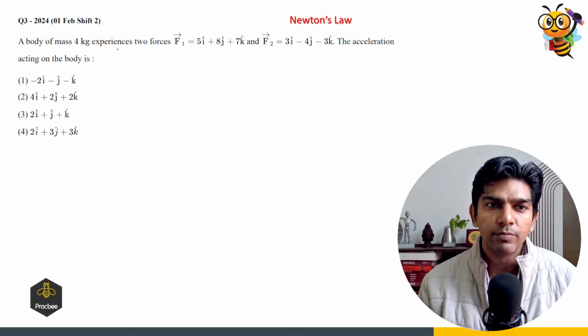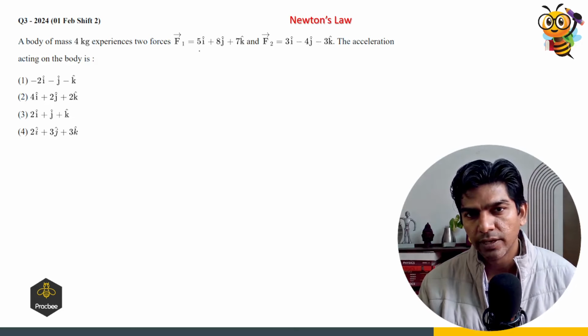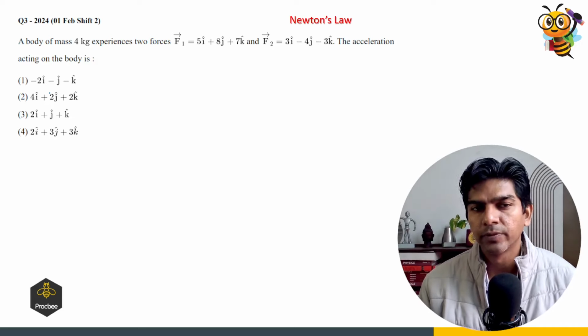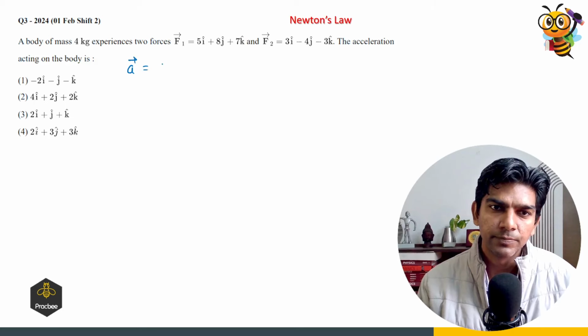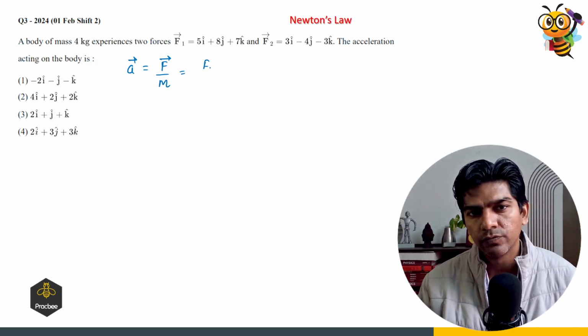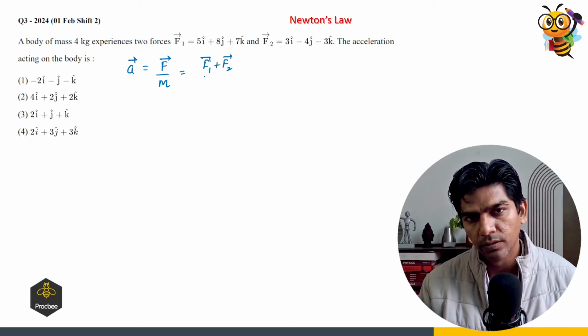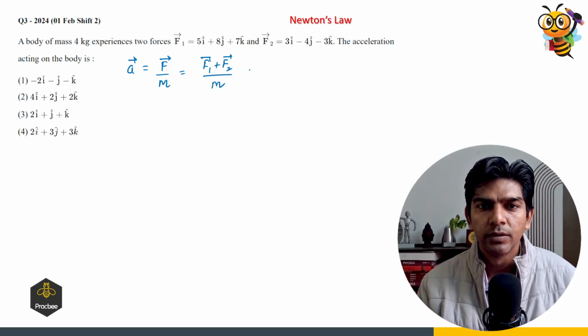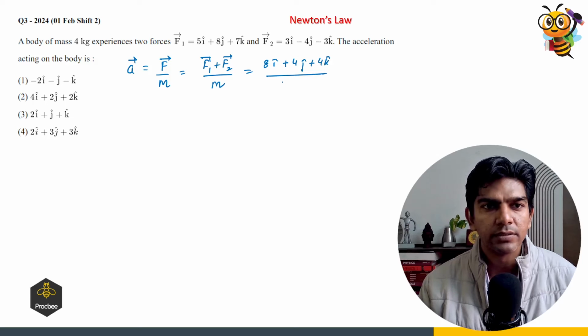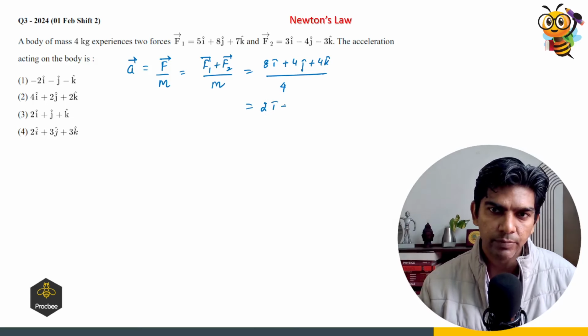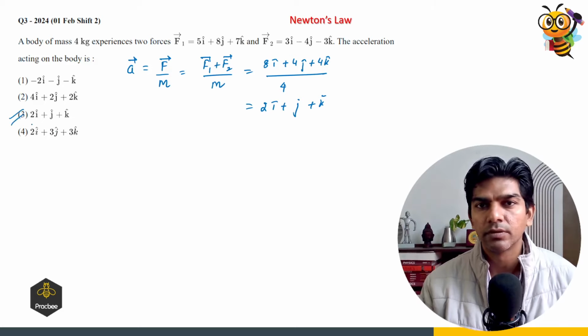A body of mass 4 kg experiences two forces, F1 and F2. Find the acceleration of the body. According to Newton's second law, the acceleration is defined as net force upon mass of the system. So here net force will be F1 plus F2 divided by mass of the body. F1 plus F2 will be 8 i cap plus 4 j cap plus 4 k cap, and mass is given as 4. So this comes out to be 2 i cap plus j cap plus k cap. So option 3 is the right answer.